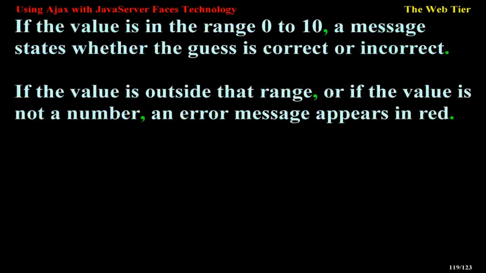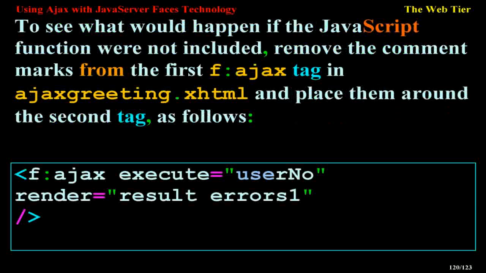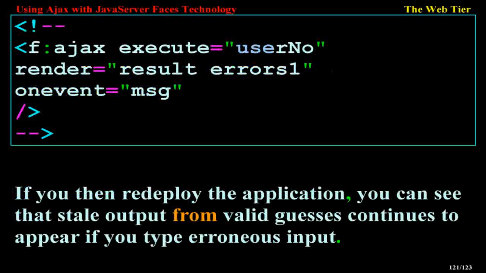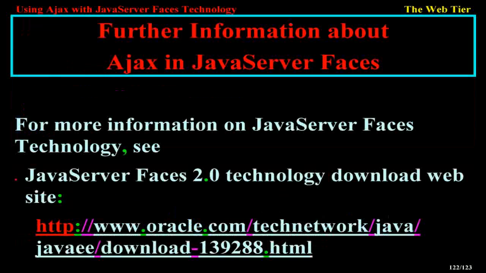To see what would happen if the JavaScript function were not included, remove the comment marks from the first f:ajax tag in ajaxgreeting.xhtml and place them around the second tag, as follows: <f:ajax execute="userNo" render="result errors1" /> and <f:ajax execute="userNo" render="result errors1" onevent="msg" />. If you then redeploy the application, you can see that stale output from valid guesses continues to appear if you type erroneous input. Further information about Ajax and JavaServer Faces.